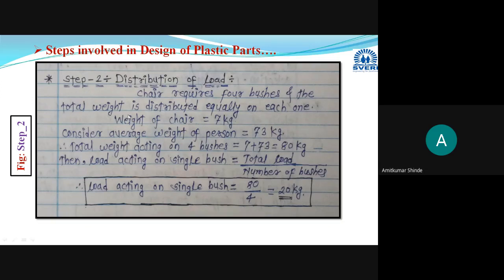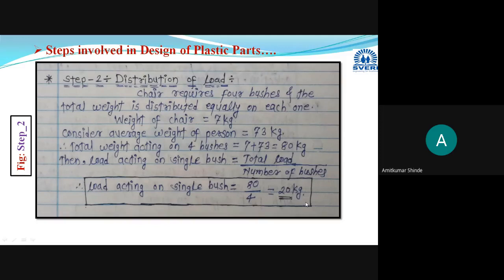You can write step 2 as distribution of load. Then write number of bushes is 4. Weight of chair is 7 kg. Consider the average weight of a person as 73 kg. Then total weight acting on 4 bushes is weight of chair plus weight of person, which comes to 80 kg. The load acting on a single bush is total load divided by number of bushes, 80 by 4, which comes to 20 kg. That is, the load acting on a single bush is 20 kg.